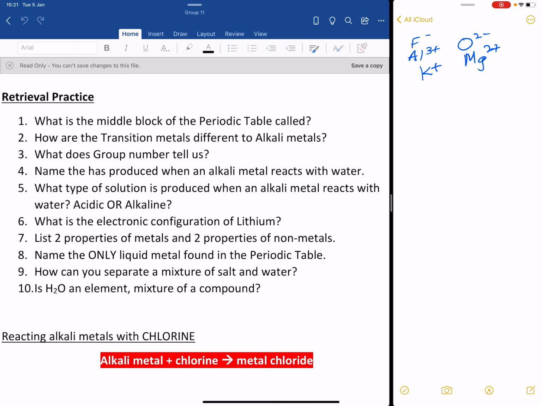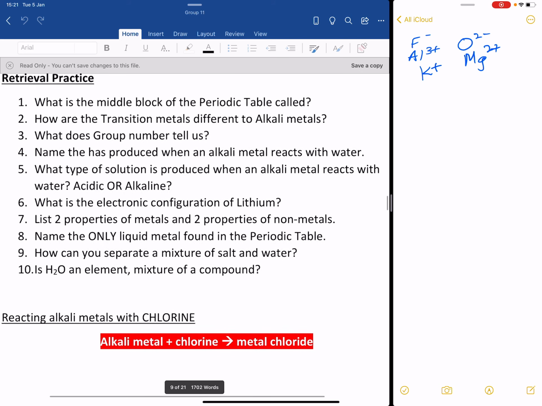Okay, so we move on. What is the middle block of the periodic table called? That'll be transition metals. How are transition metals different to alkali metals? Well, transition metals have a high melting point, high boiling point, they have high density, and they are less reactive. What does group number tell us? The number of electrons in the outer shell.